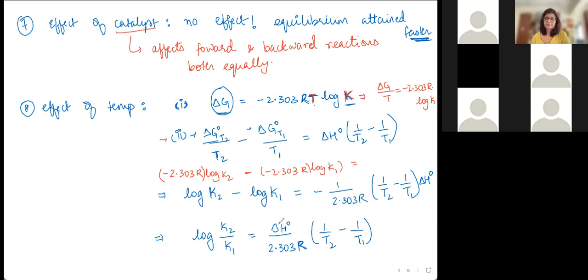I didn't understand the first point. These are just the relations, like this is the relation of Gibbs energy with equilibrium constant and temperature. We don't have the derivation of this, it'll get a little complicated. It's not in your syllabus, so just take it at face value. So this is the relation of Gibbs free energy with temperature, with equilibrium constant.